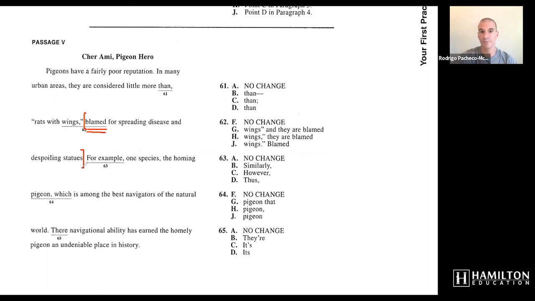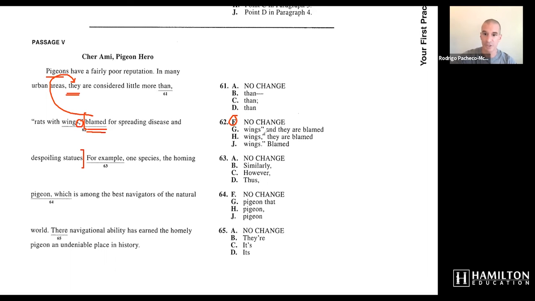And these participle phrases always modify the subject of the sentence. That is "they," meaning pigeons. So this certainly works as a modifying phrase, as a participle phrase that works. And this is the punctuation that we would use. This is why F, no change, is our correct answer.